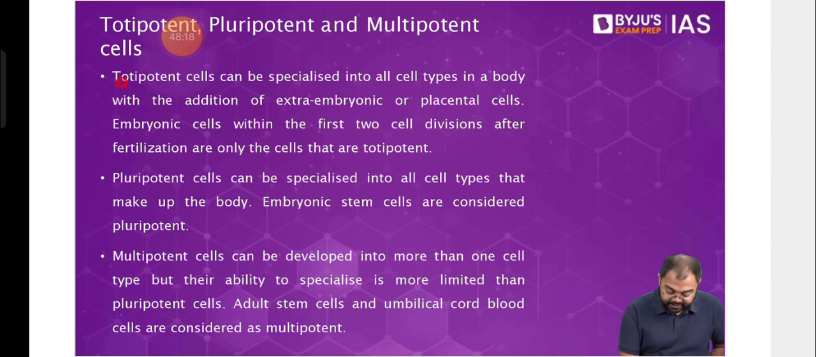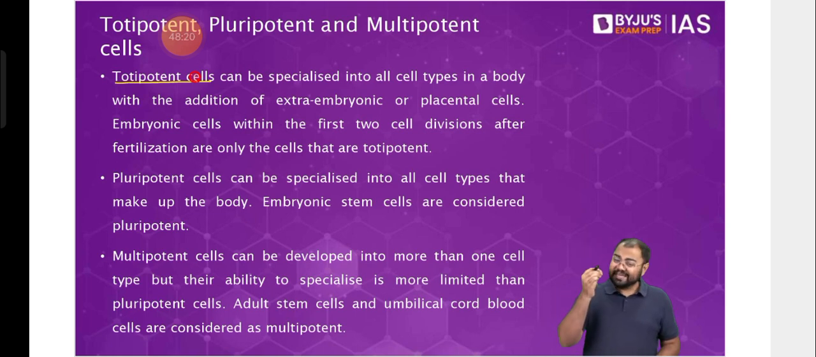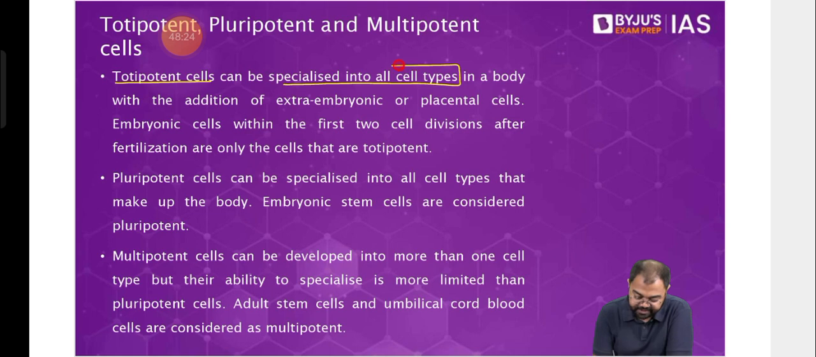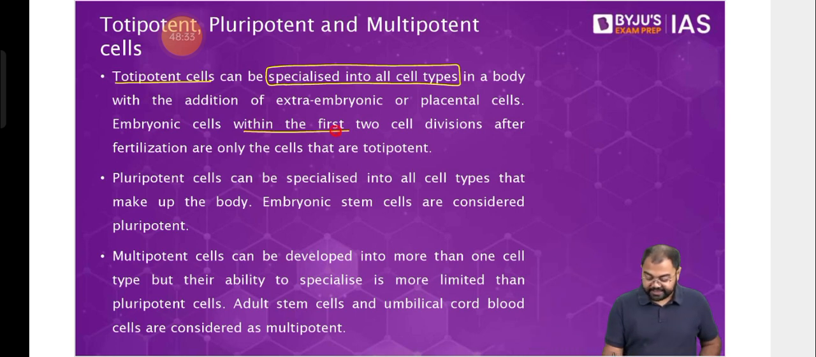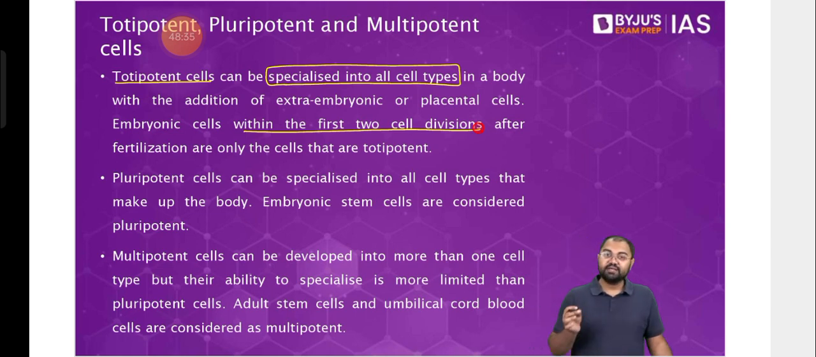So totipotent cells, you can say, are cells which can specialize into any kind of cell. That's why we are saying that they can specialize into all cell types in the body. And we see that the embryonic cells, we discussed that in therapeutic cloning, that from the embryos we can extract the stem cells. The embryonic cells within the first two cycles of cell division are totipotent.